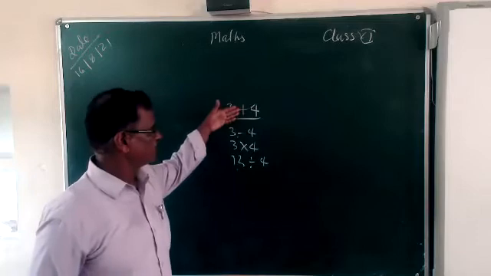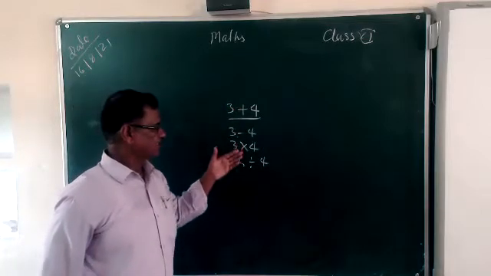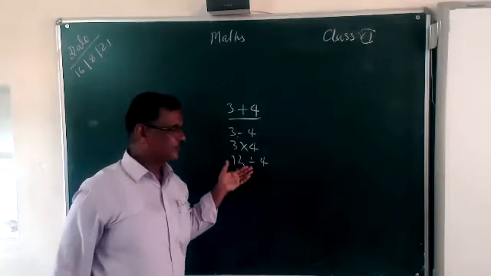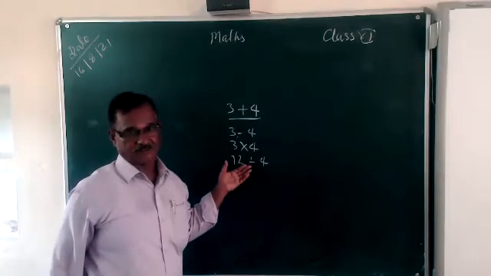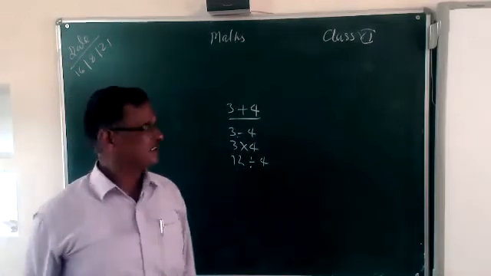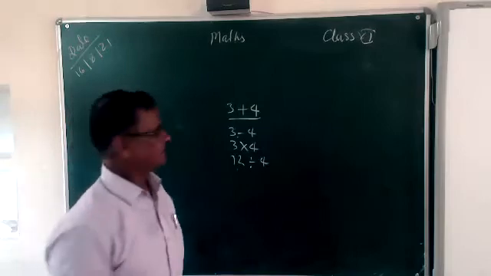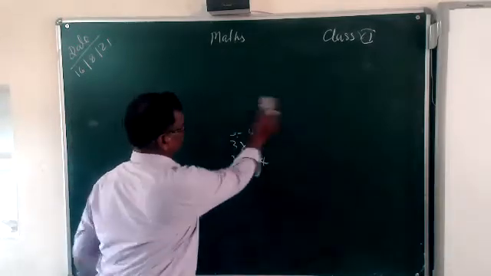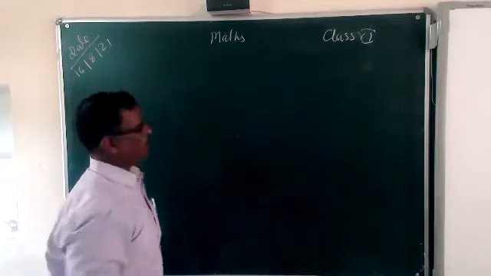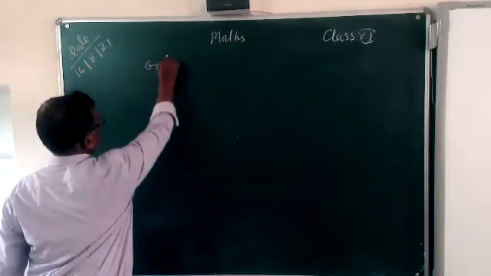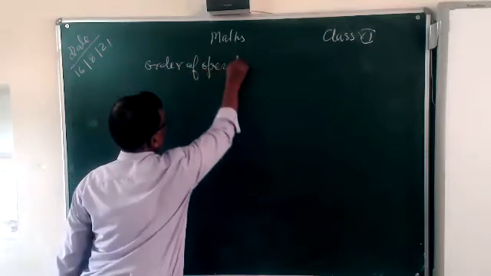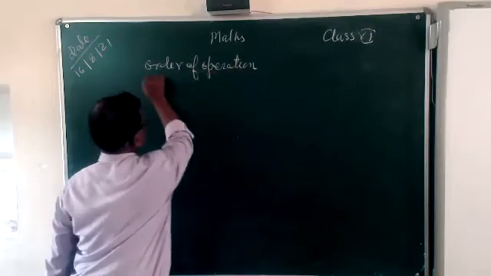Addition, subtraction, multiplication, and division are called the basic operations. So if any numerical expression is given with more than one operation together, how can you solve it? Order of operation.